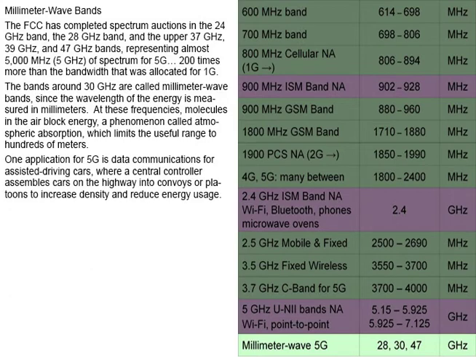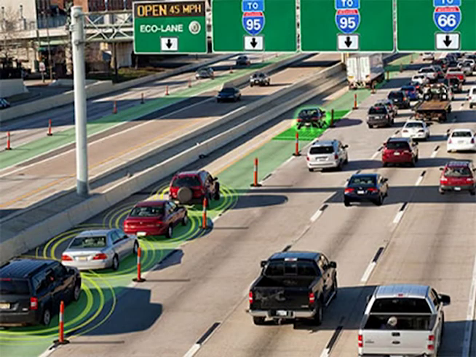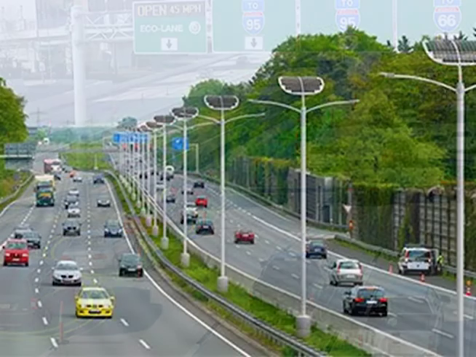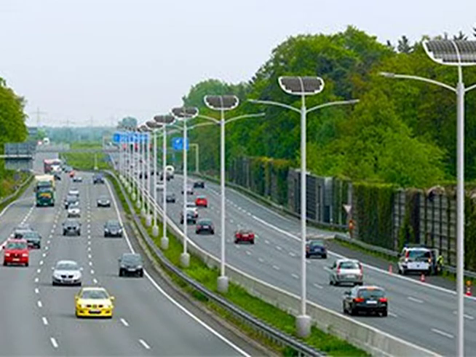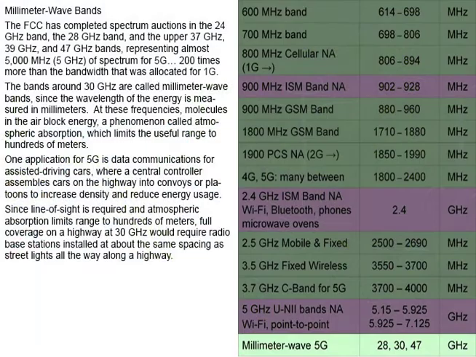One application for 5G data is data communications for assisted driving cars, where a central controller assembles cars on the highway into convoys or platoons to increase density and reduce energy usage. Since line of sight is required and atmospheric absorption limits range to hundreds of meters, full coverage on a highway at 30 gigahertz would require radio base stations installed at about the same spacing as streetlights all the way along a highway. Like everything else in this world, there are trade-offs.